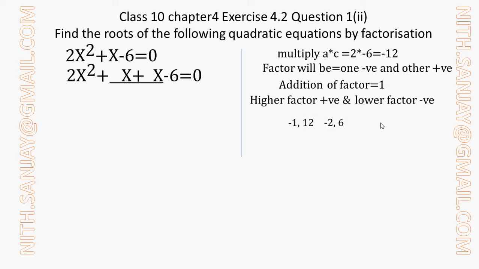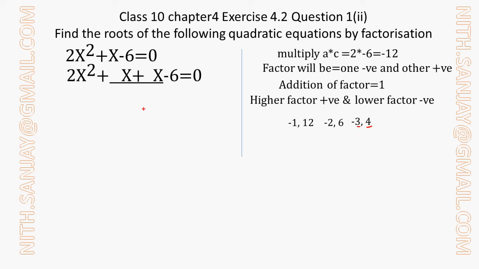I will take the next factors of 12, minus 2 and plus 6. If I add these two numbers, they come out to be positive 4. Again, they are not satisfying this condition, so I will reject these two numbers. Next, I will take minus 3 and 4. If I add up these two, they satisfy this condition, because they become positive 1. So these are the two numbers satisfying my condition. I need not look further, because I have got my two numbers: one is minus 3, another is plus 4.